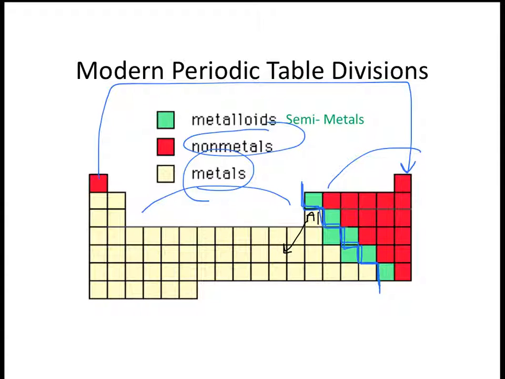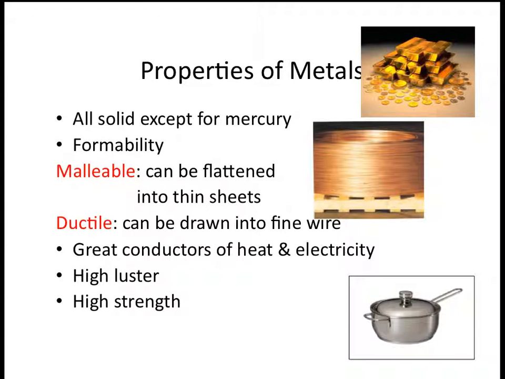Anything that sits on the border of the staircase line, with the exception of aluminum, is considered a metalloid or a semi-metal. This guy right here, some periodic tables say it's a metalloid and some say it's not. Since it's one of those very rare elements, we don't worry about it too much. Some properties of metals could be that they are all solid at room temperature, except for mercury. Mercury is the only liquid metal at room temperature.